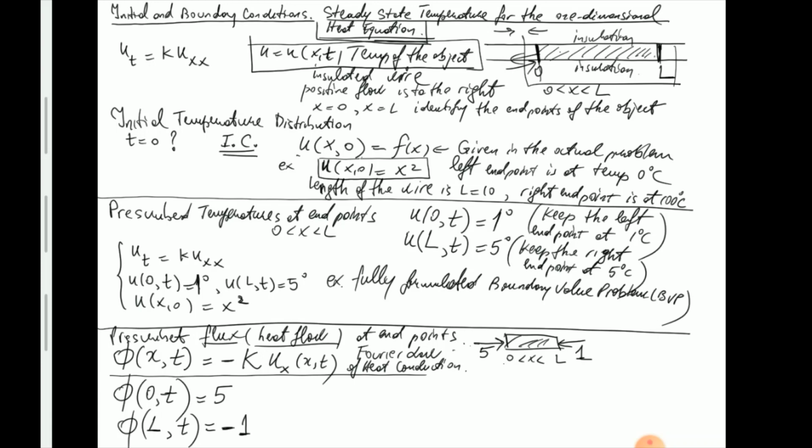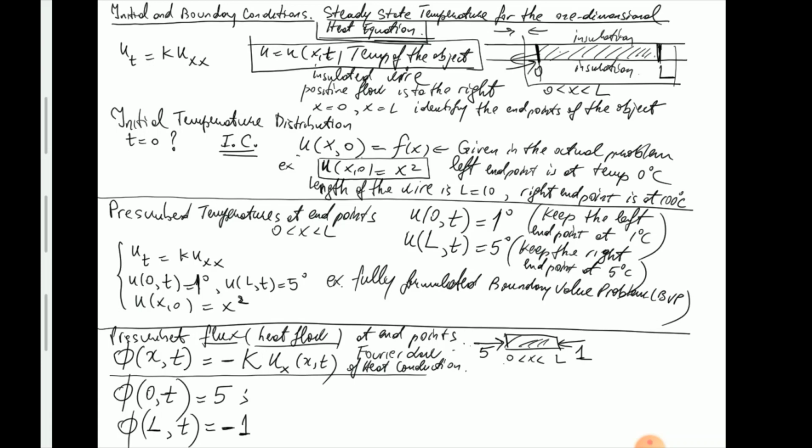So minus 1 means it enters to the right hand side. Plus 5 means it enters to the left hand side. Because if you write it plus 1 on that location, that means it will leave the object instead of entering the object, which can be, depending on the problem. But the way I show the problem here, it will be heat that enters from both the left and the right hand point. Now, you need to write these boundary conditions in terms of u.